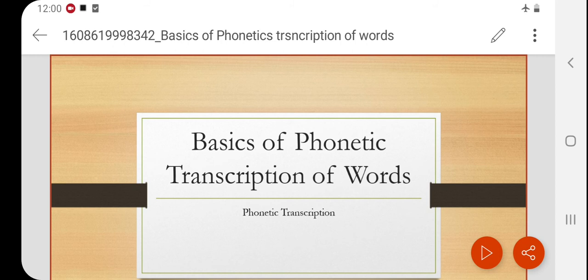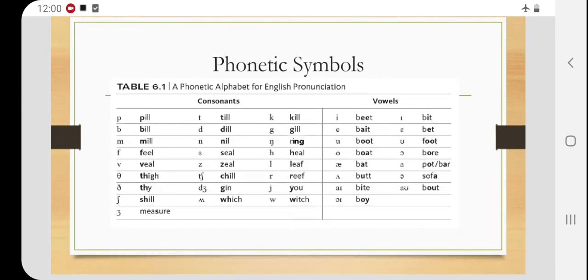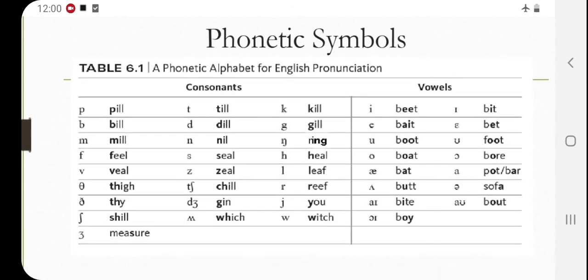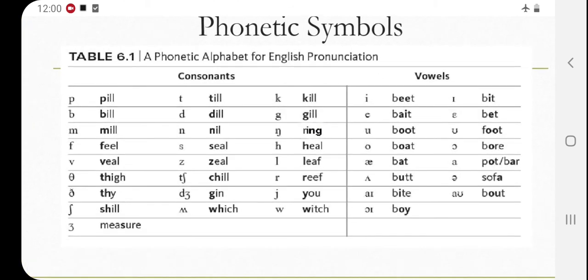Today we will discuss the consonant phonetic symbols and vowel phonetic symbols initially, and then we will move forward in our next video about the basics of phonetics. So let us talk about it. Here is a chart of phonetic symbols. If it is visible for everyone, I will zoom in. First of all, the first sounds p, b, m, f. These are common sounds that we use in our Urdu language, like pill, bill, mill, f.